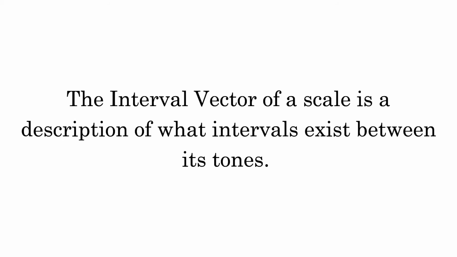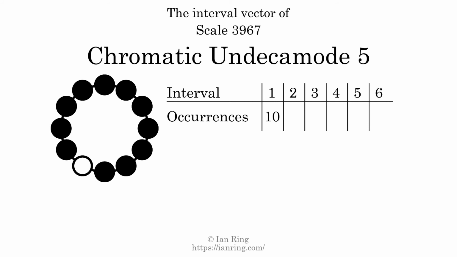The interval vector of a scale is a description of what intervals exist between its tones. There are 10 intervals with the size of 1 semitone. They are here, here, here, here, here, here, here, here, here, and here.